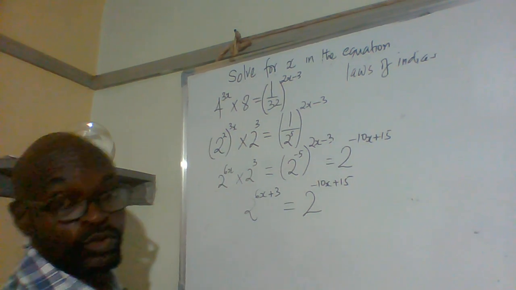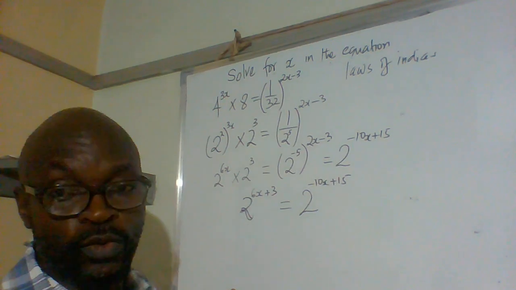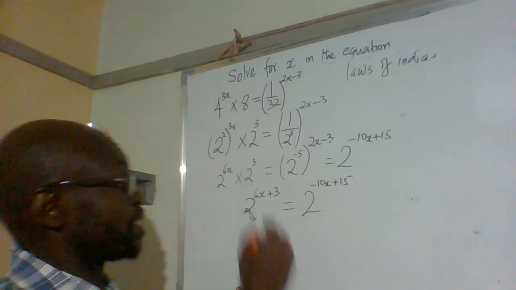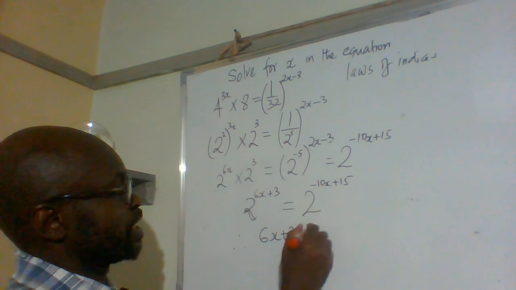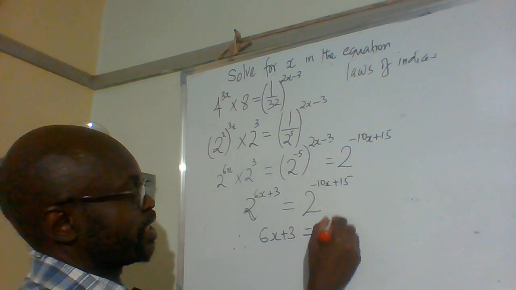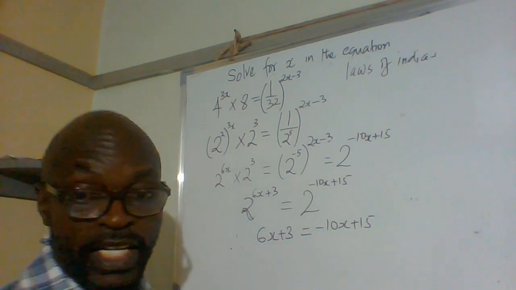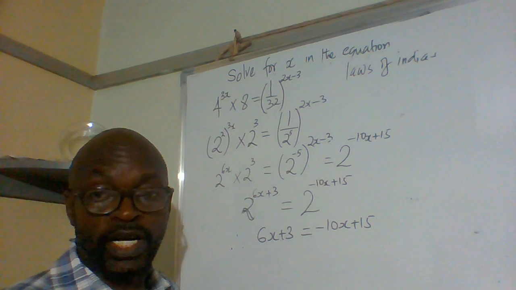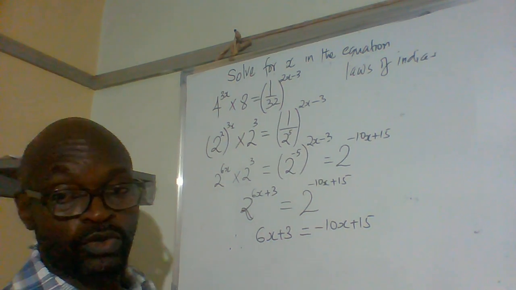Now we have two numbers here whose bases are the same, so we are at liberty to equate their powers. Therefore, we'll have 6x plus 3 equal to negative 10x plus 15. Now we have here a simple algebraic equation, so what we need to do is to collect like terms.